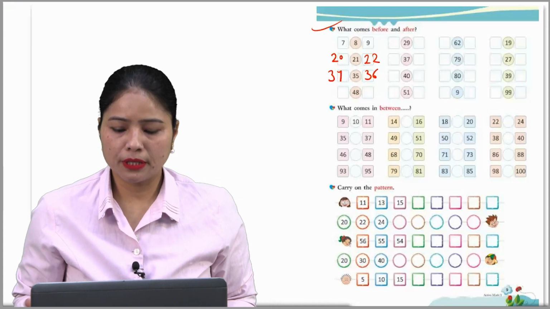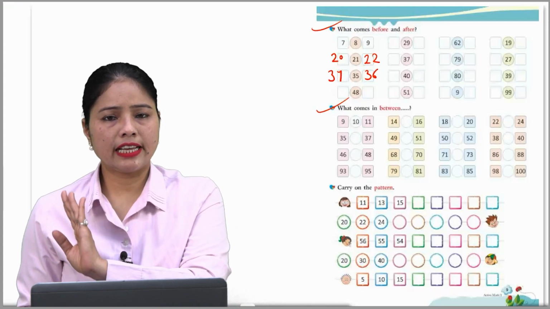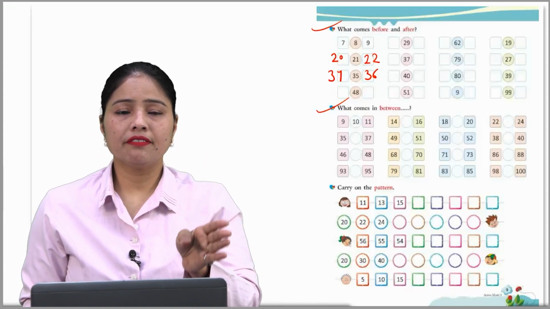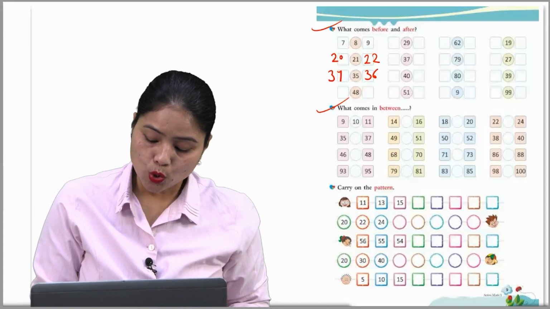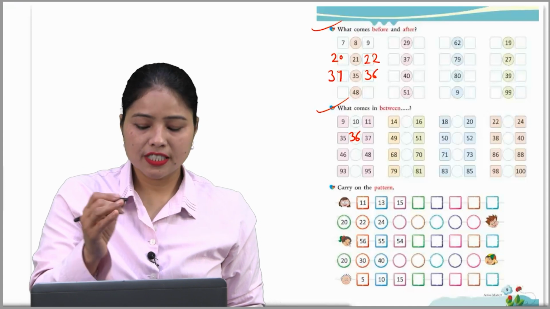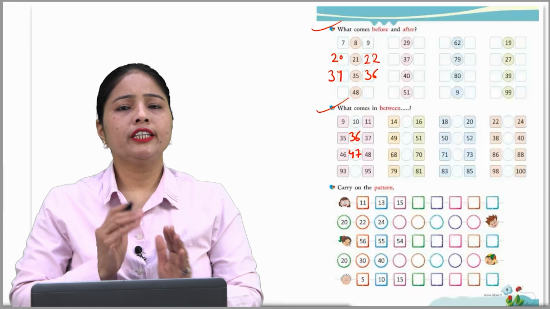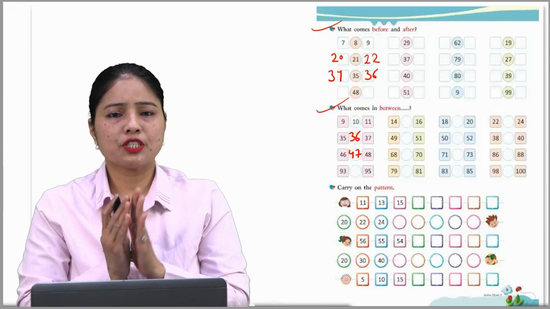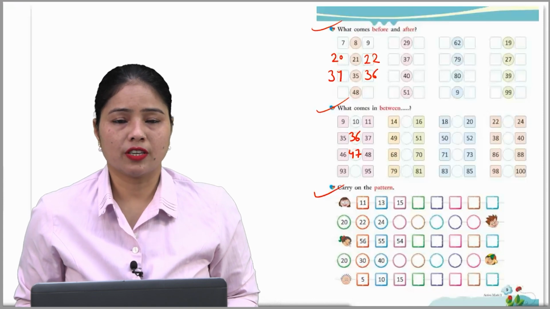Now what comes in between? So between कौन से आते हैं? 9 के बाद 10 and 11. Similarly 35, then 36, then 37. Yes, so write it 36 here, then 46, 47. Yes, correct. So this is simple counting. You only need to understand which number comes in between. Okay, so now move on next one, which is carry on the pattern.